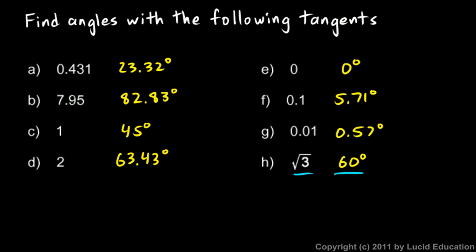So some of these you would know and be able to figure out without a calculator, like this. The angle whose tangent is 1 is 45 degrees, and the angle whose tangent is 0 is 0 degrees. The angle whose tangent is the square root of 3 is 60 degrees. But some of these you can't do mentally like that. Like I wouldn't expect you to know that the angle whose tangent is 7.95 was this. So some of these you would have to rely on a calculator to do.